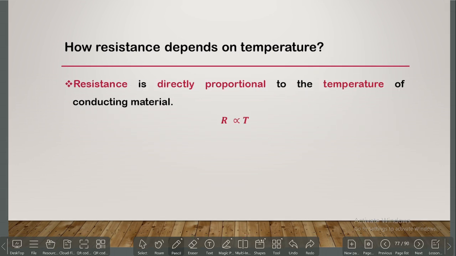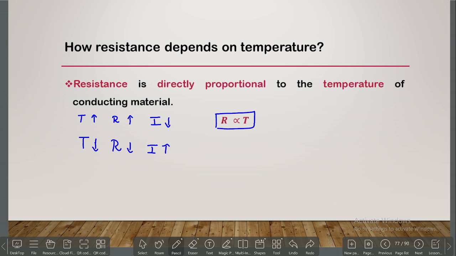Next, how it depends upon the temperature. Resistance is directly proportional to the temperature of the conducting material. That means if the temperature of the conducting material is increased, resistance also will increase. If resistance is increased, the amount of current passing through the conducting material will decrease. Simultaneously, if temperature of the conducting material is less, resistance will be less and current flow will be high.